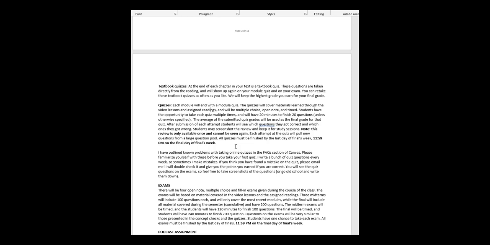Okay, so the quizzes, each module ends with a quiz. The quiz covers materials learned through your video lessons and through your assigned readings. About 50% of the questions are from the readings, 50% are from the lectures. So these quizzes are multiple choice, open note, and timed. So you have the opportunity to take those quizzes as many times as you want.